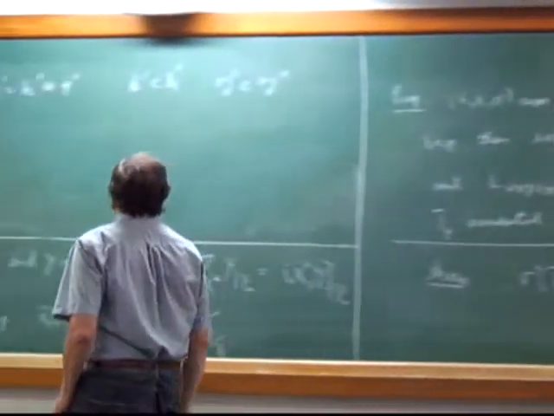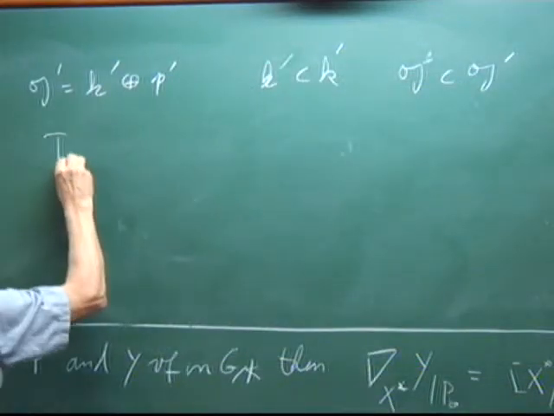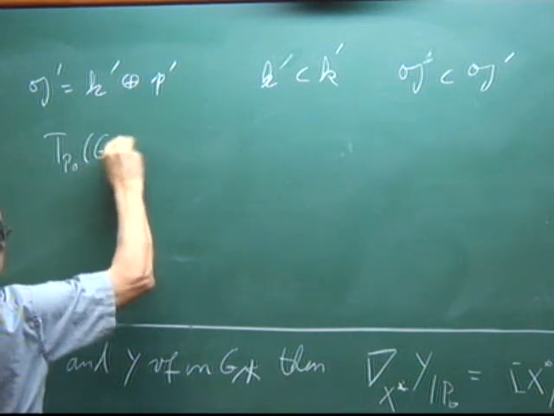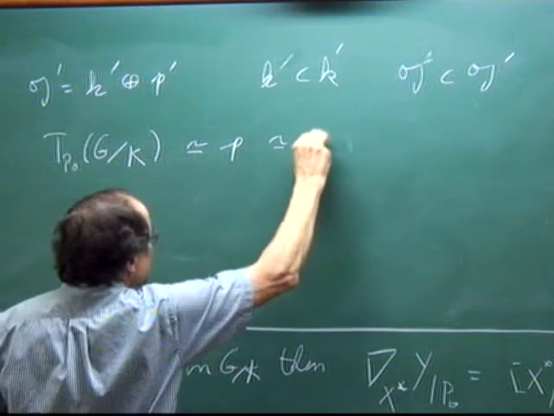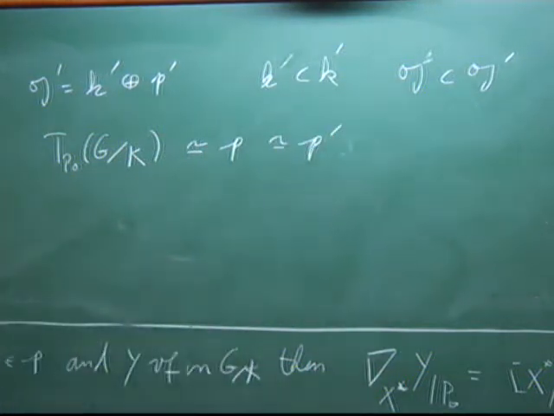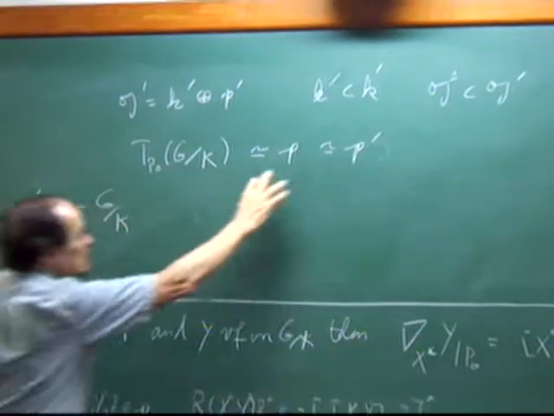Okay. So the claim here, of course, notice that the tangent space at P naught of the manifold G mod K is both isomorphic to P and isomorphic to P prime. Using each homogeneous space, I have written the manifold in two different ways, right? As G prime mod K prime and as G mod K. So this is our general identification.